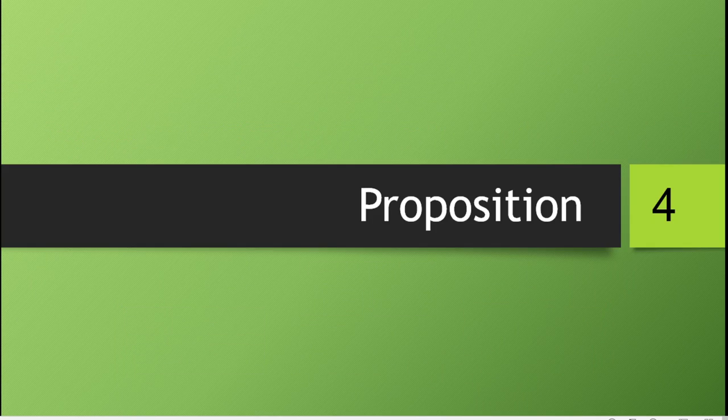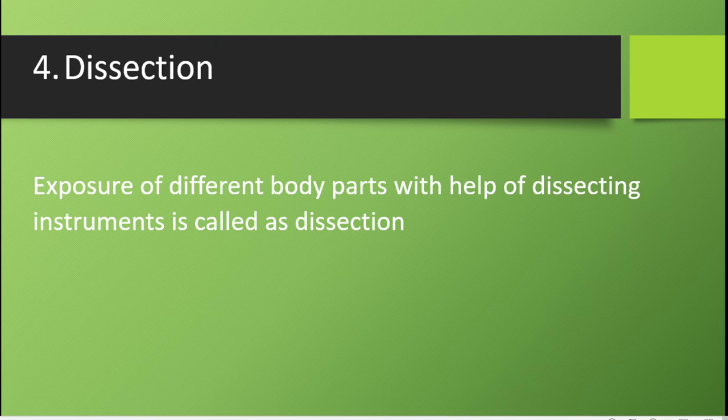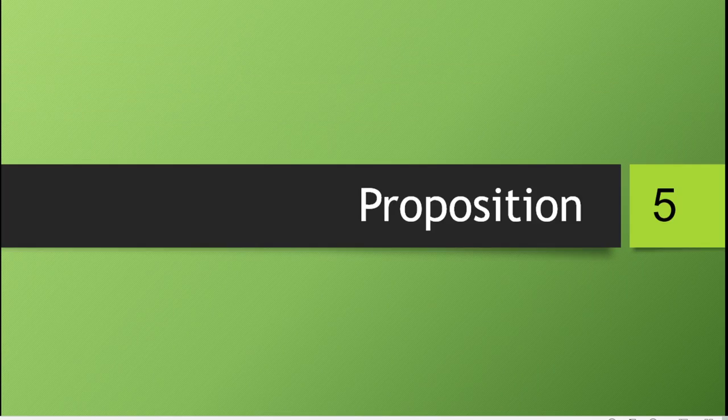Proposition number 4: dissection. Dissection means exposure of different body parts with the help of dissecting instruments. Here we cut the body with the help of scissors, blades, etc., and then we open it and we can expose the body parts with the help of dissecting instruments.